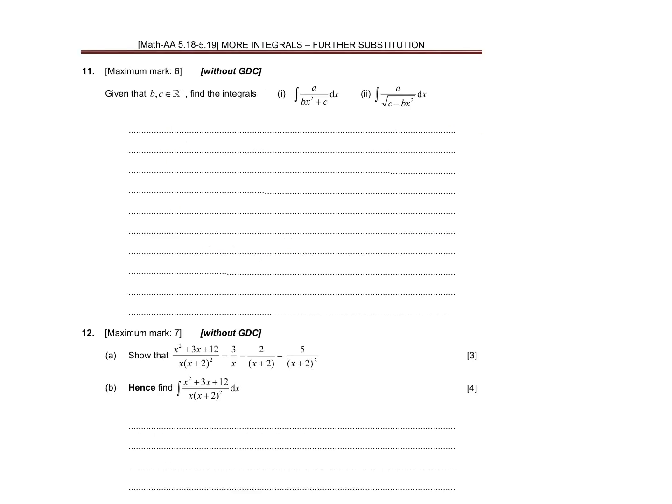All right, A, B, C are real numbers. Find the integrals. So I guess A is also a constant. So we have like this, I suppose.